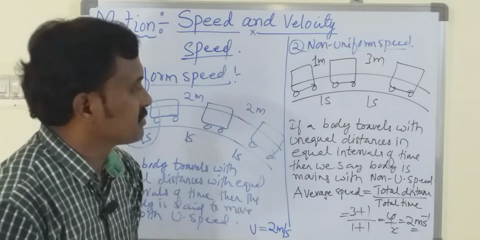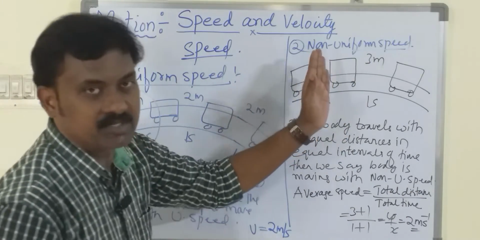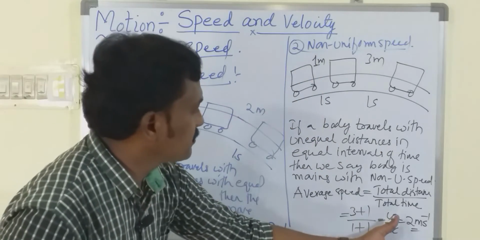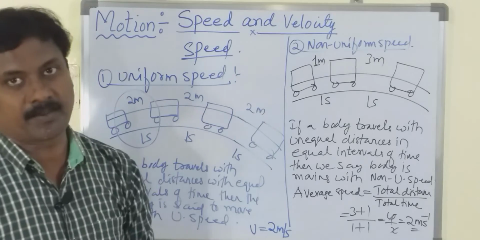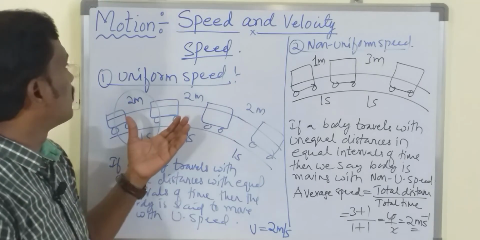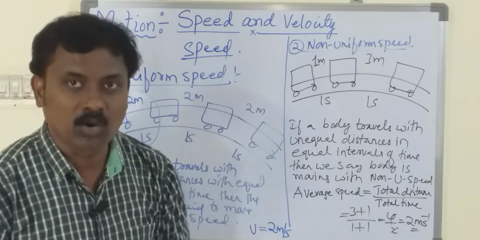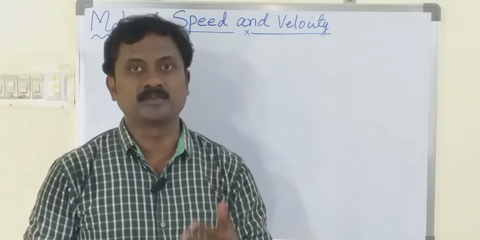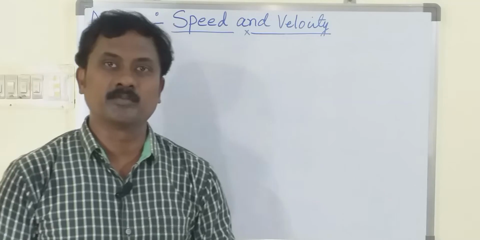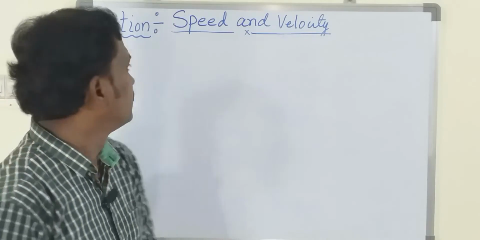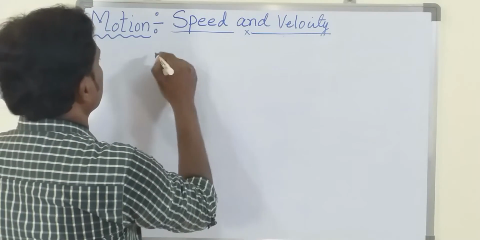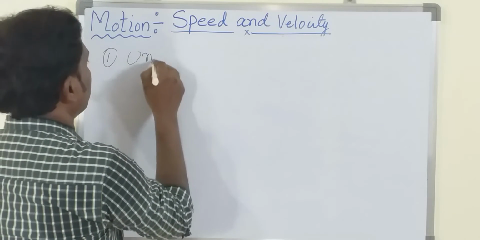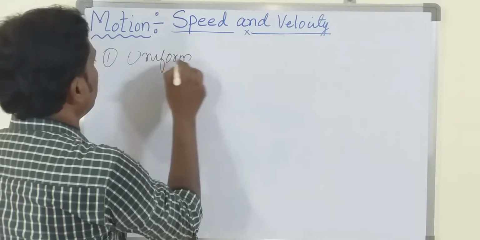So the total distance is 3 plus 1, that is 4 meters, and the time is 1 plus 1, 2 seconds. And the average speed we obtained is 2 meters per second. So this is about uniform speed and non-uniform speed. Okay students, after finishing the different types of speeds, now we are going to discuss the different types of velocities. First is uniform velocity.